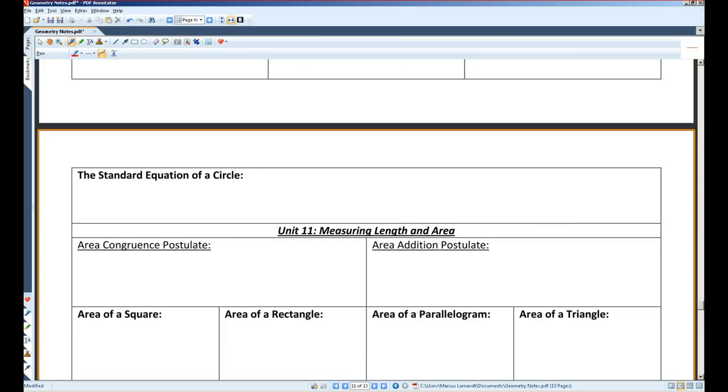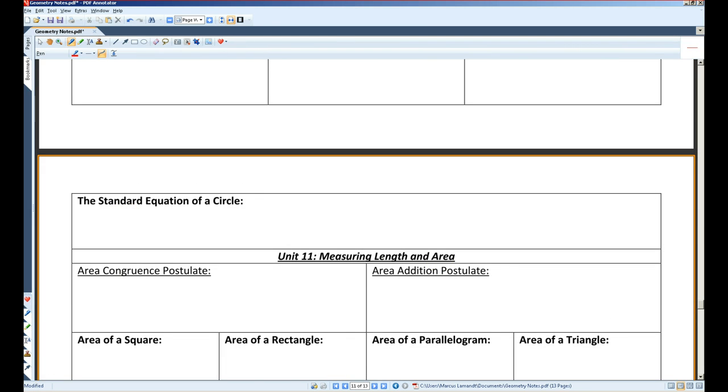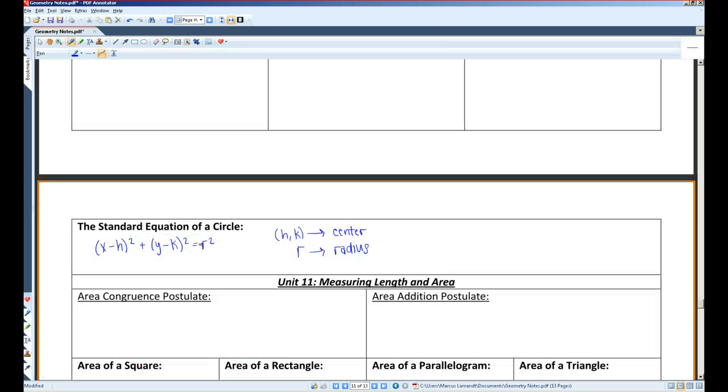Alright, last bit. Alright, you can write the equation of any circle if you know its radius and the coordinates of its center. Okay, the standard equation of a circle with center (h, k) and radius r is this here. And we'll do some stuff in class with this equation.